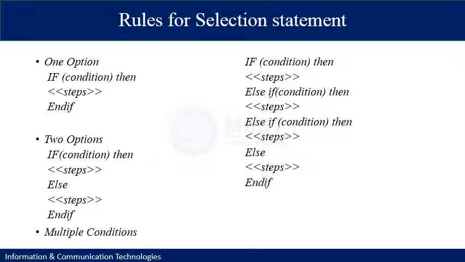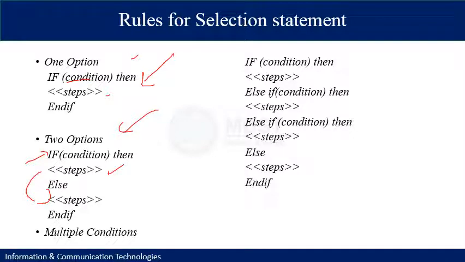So here are the rules for the selection statement. If you have one option, you will use the if statement and check the condition, and then you will execute a set of steps if the condition is true. If you want to make a two-way decision, again you will check the if condition, and if it is true, you will perform a set of actions, and if this condition is false, you will perform another set of actions.